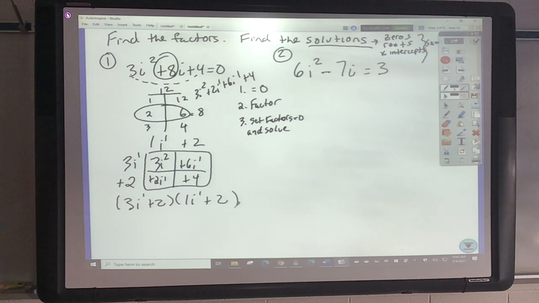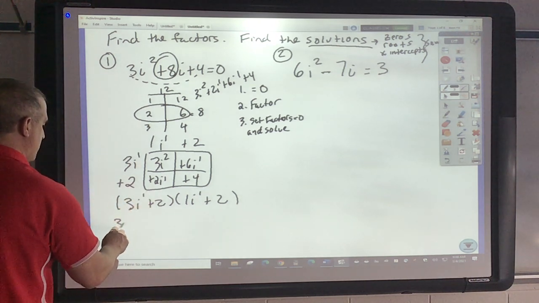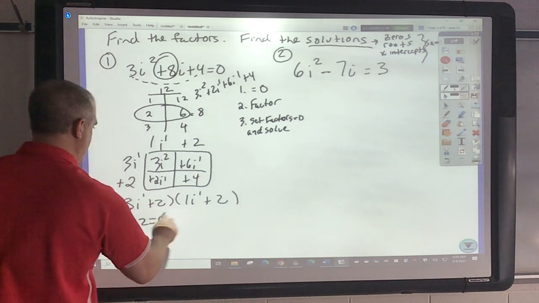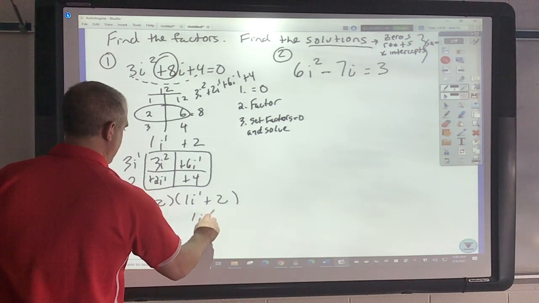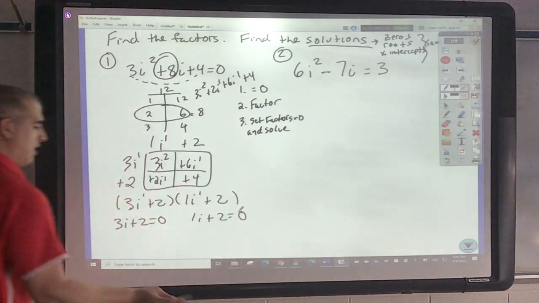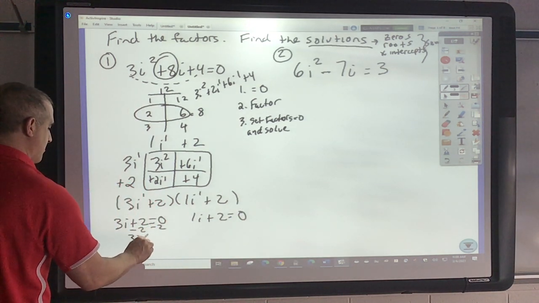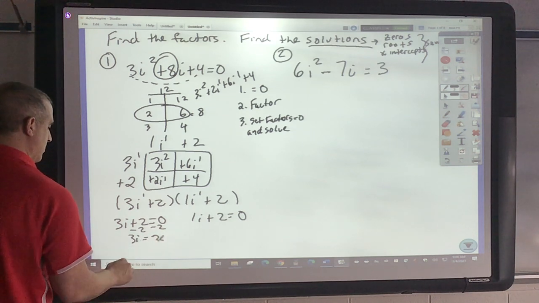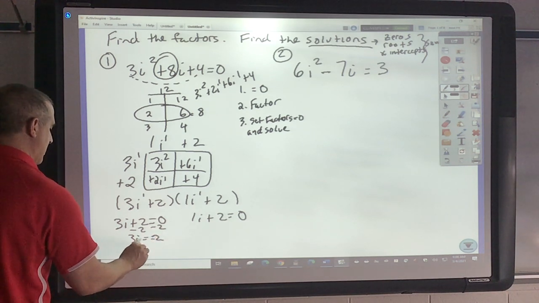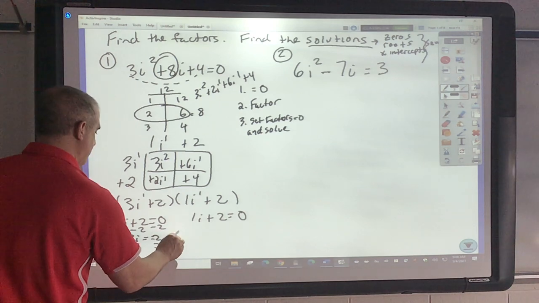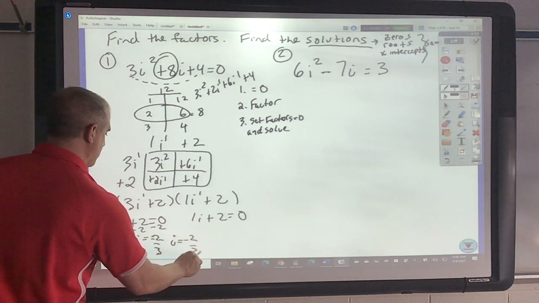Now, here's how you solve them. It's very easy. I just do 3i plus 2 equals 0, and 1i plus 2 equals 0. And I'm just solving for i. It's like a regular equation. So subtract 2, I got 3i equals negative 2, and then divide by 3. So one of my solutions is negative 2/3.